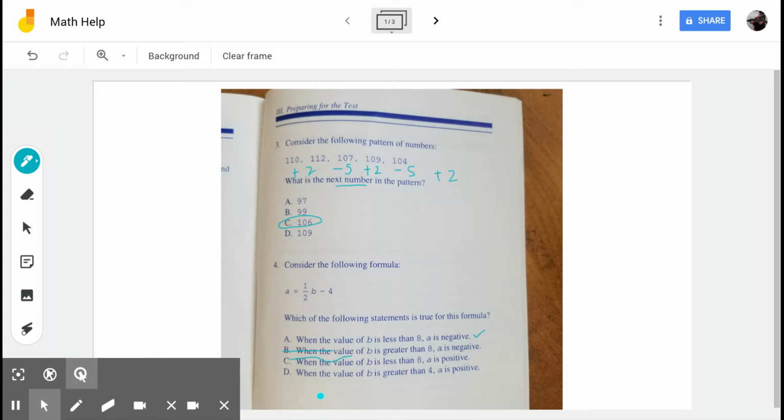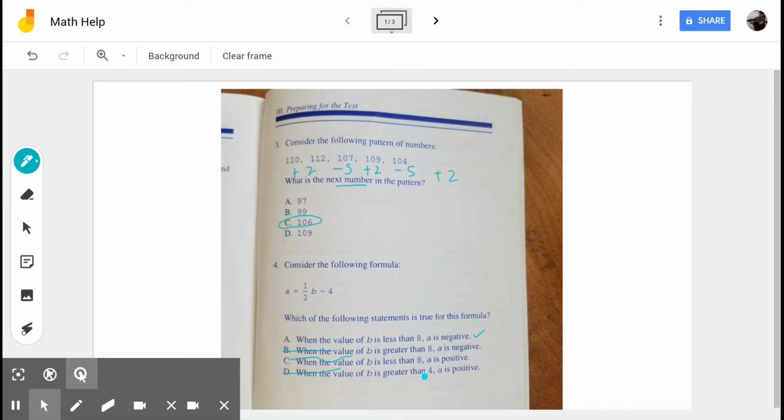And then when the value of B is greater than 4, A is positive. So greater than 4, 6 is greater than 4. Half of 6 is 3, minus 4 is negative 1, so that is not true. So one thing I did notice is that B is greater than 4, so like we could use, I don't know, 12, because 12 is greater than 4. Half of 12 is 6, minus 4 is 2, and that is positive.